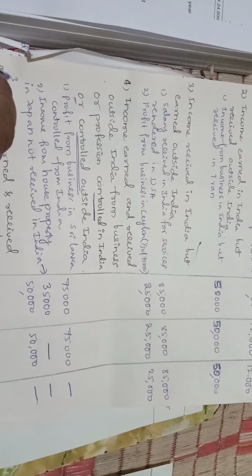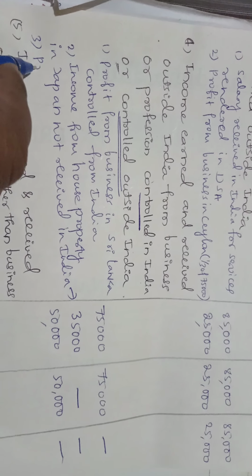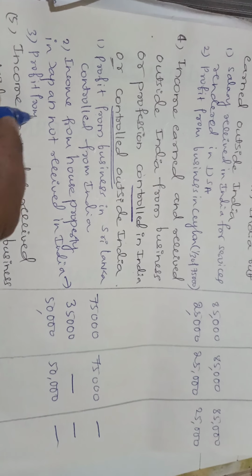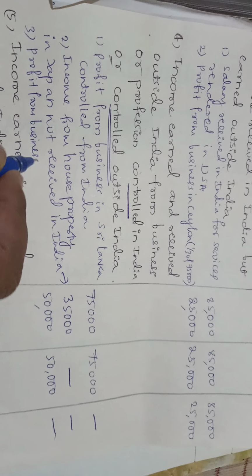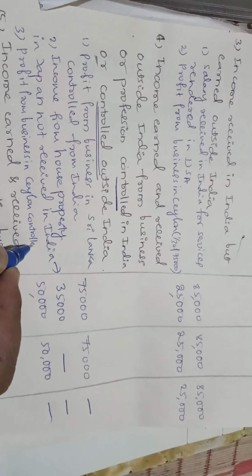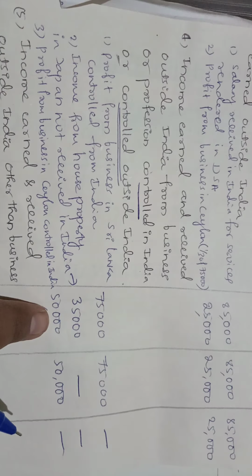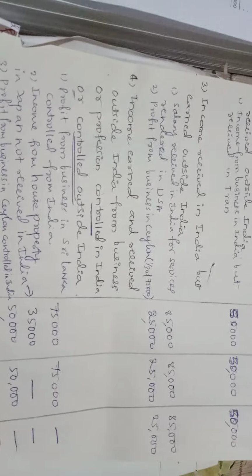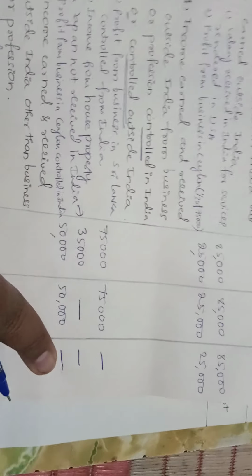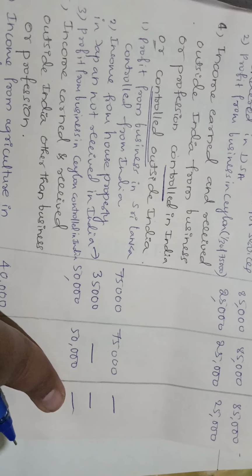That is why I will write this transaction as profit from business in Ceylon, controlled in India, amounted to rupees 50,000. When it is the case of control, only the first two columns should be taxed, the next column should be left blank. Okay, you need to understand this properly. Next, go through the next item.